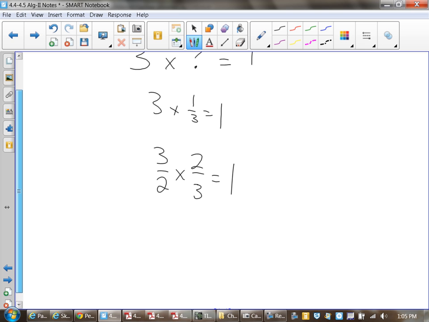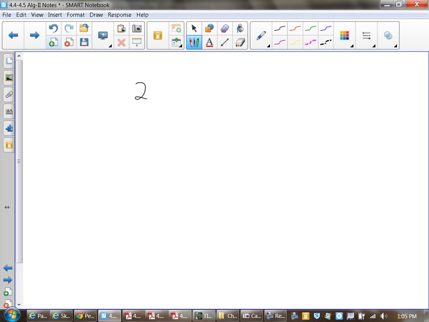I'm going to show you an example that you've already seen, and you should remember this pattern from a year or so ago. If you had 2 cubed, what is that? 8. Good. What's 2 squared? 4. What's 2 to the first power? 2. What's 2 to the 0 power? 1. What's 2 to the negative 1? 1/2. Good. What's 2 to the negative 2?